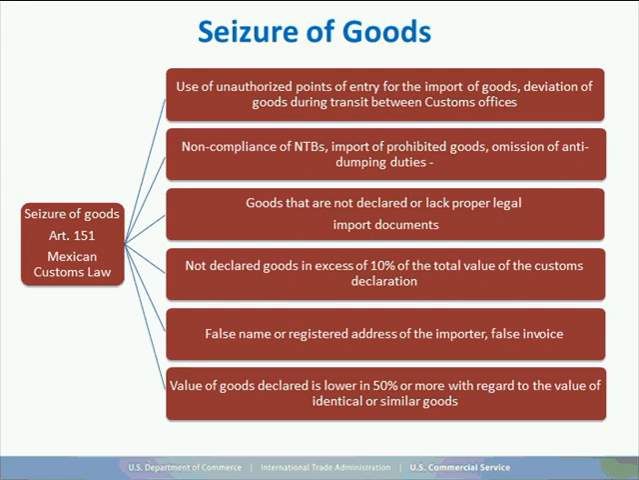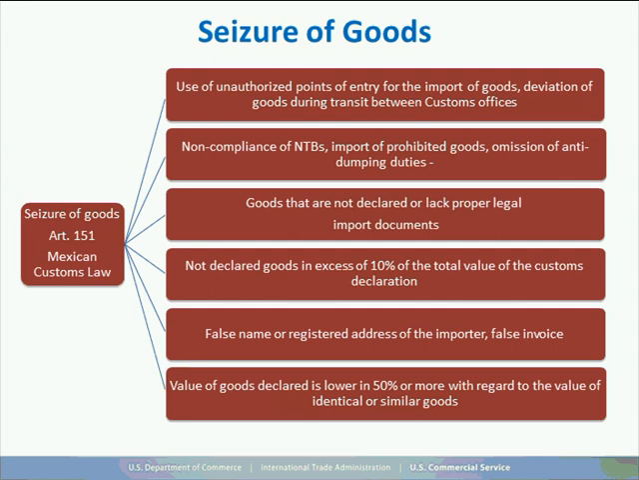Goods that are not declared or lack proper legal import documents, which is common. Many times, an entry document has goods that are not declared that were included by error, so those are seized until they're clarified. Not declared goods in excess of 10% of the total value of the customs declaration is also common. But these are common mistakes and do not have real consequence at the end. Because, as I mentioned, during the administrative procedure, there are specific benefits that the customs law provides to importers in order to fix the situation and obtain the release of goods.